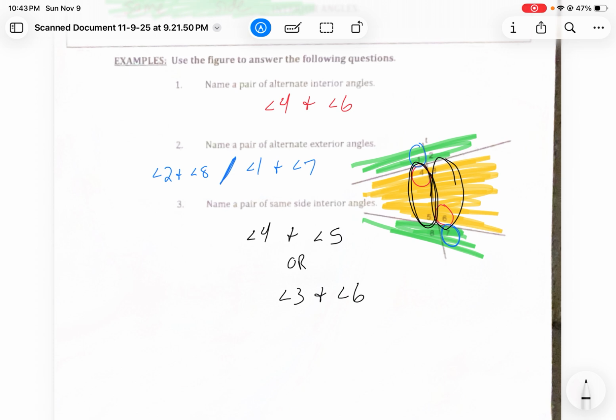I know a lot of new vocab from geometry with the different pairs of angles. There's no worksheet. When I'm back tomorrow, we'll be practicing this stuff and we'll go through it.